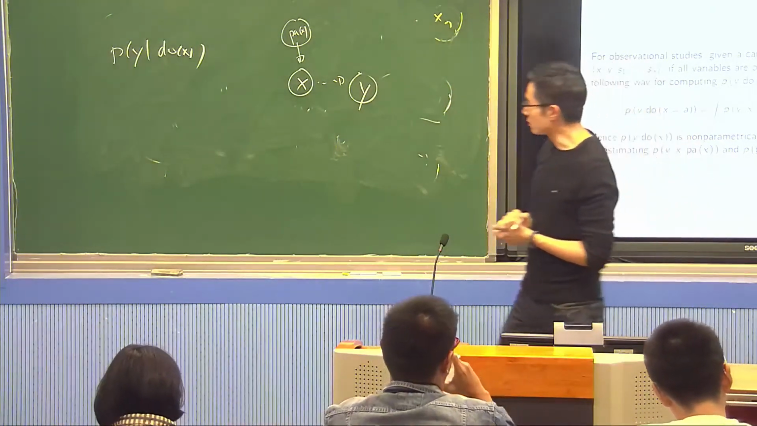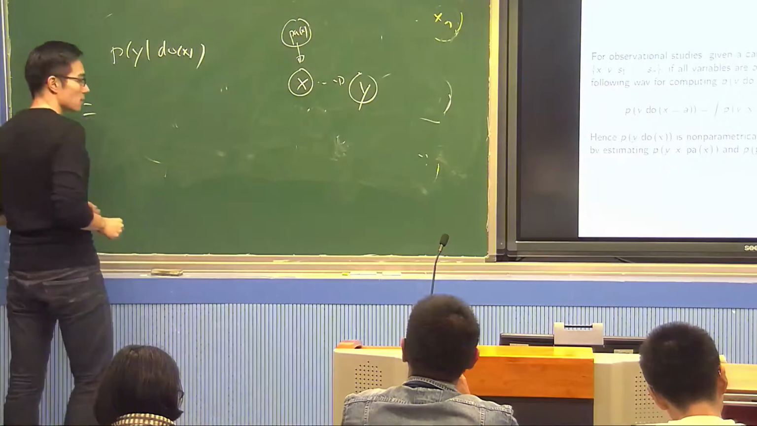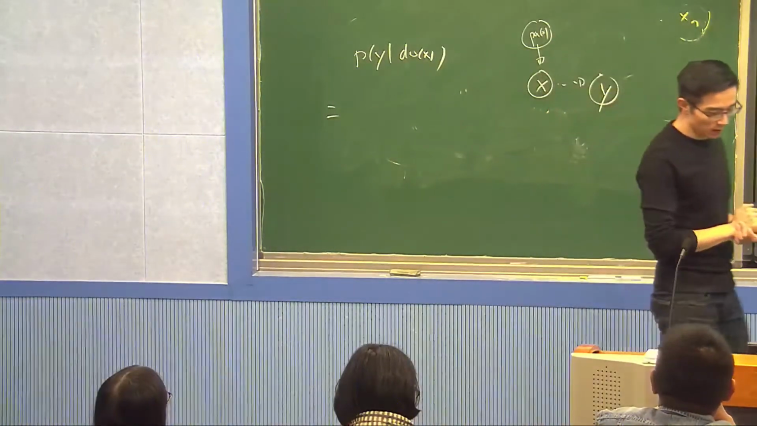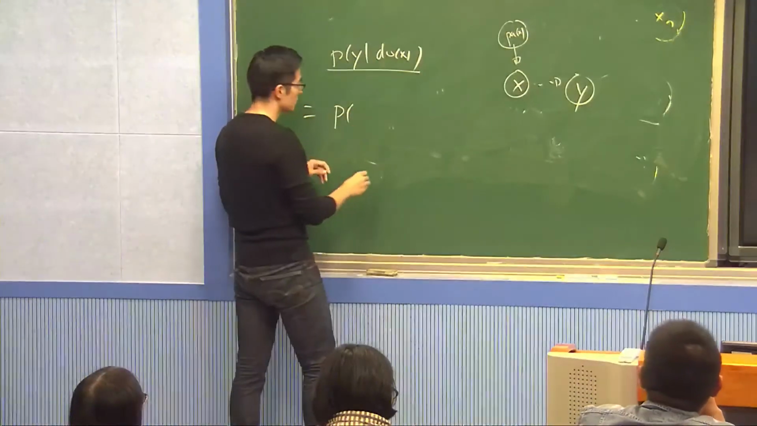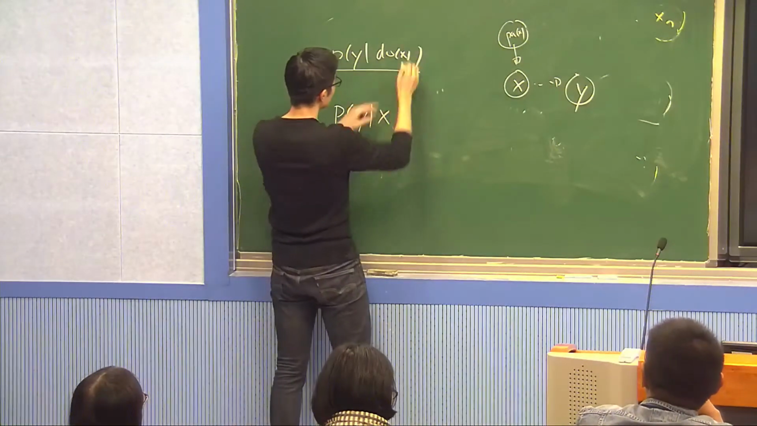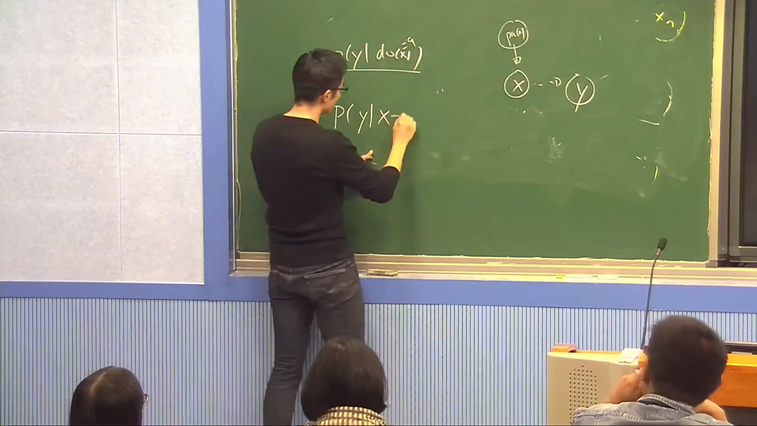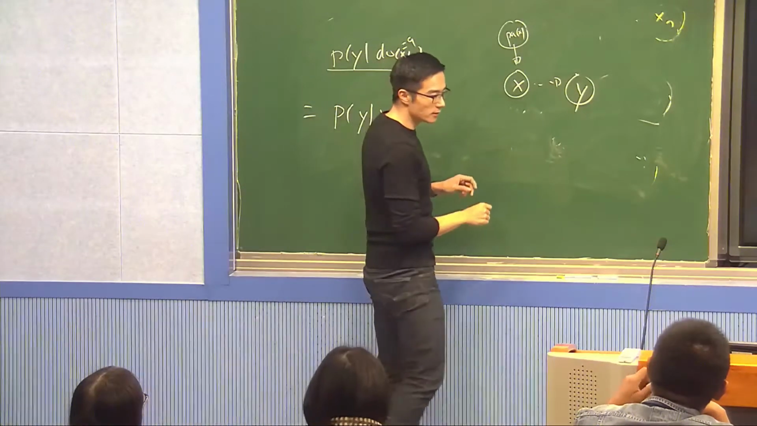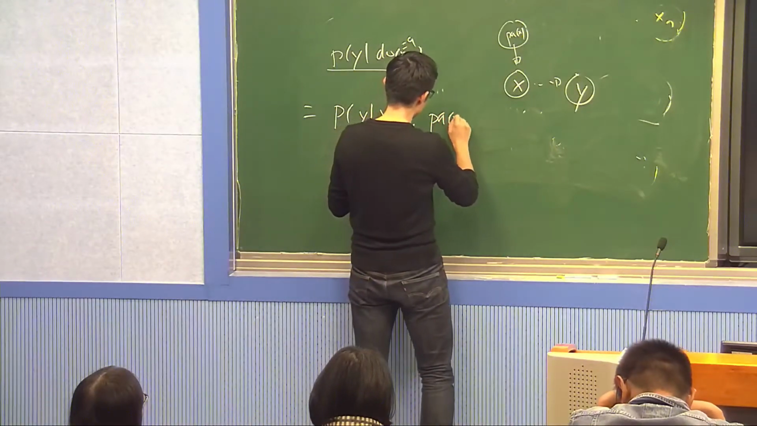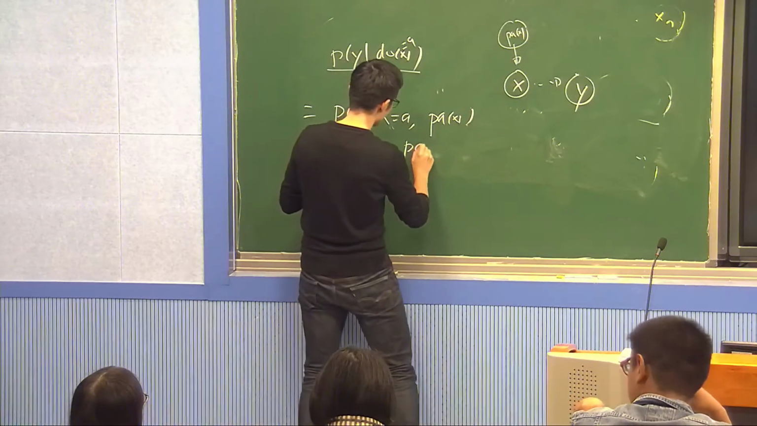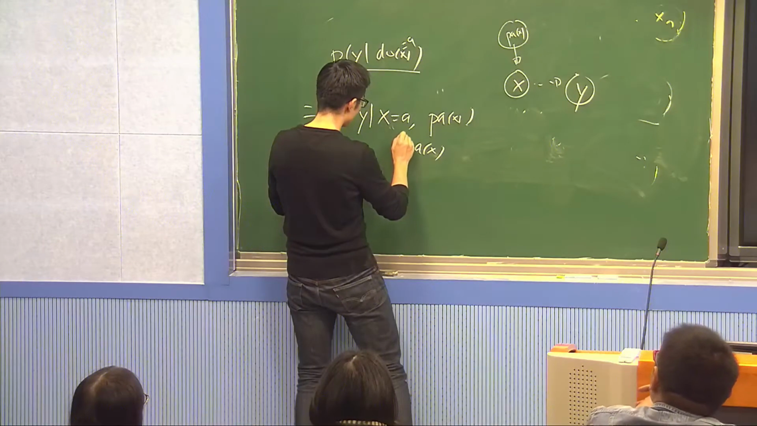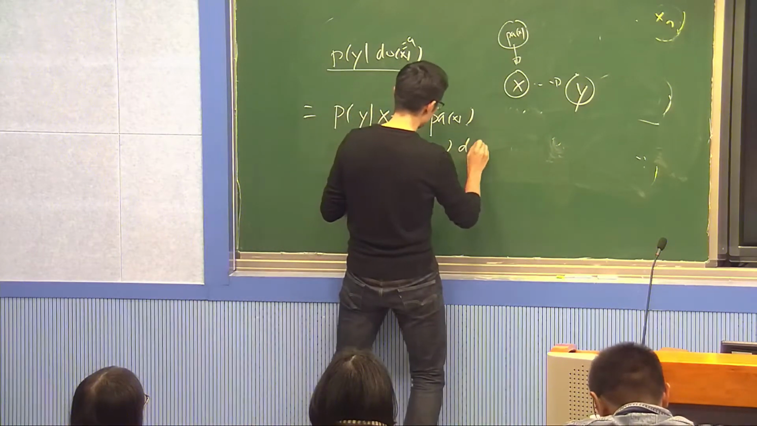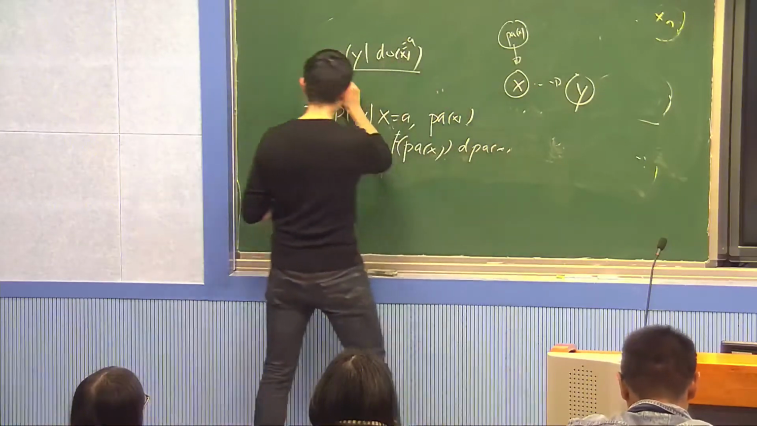Now, it turns out that one thing the graph will be able to tell us is that this P(y | do(x)), suppose do(x) equal to a, you can always write as P(y | x equal to a), conditional on all the PA_x, and then take the PA_x distribution and integrate.